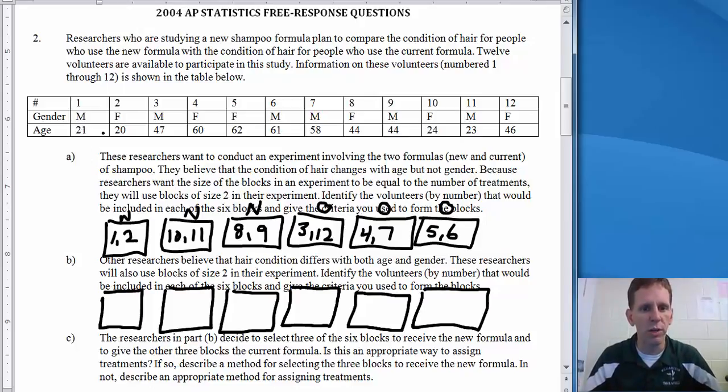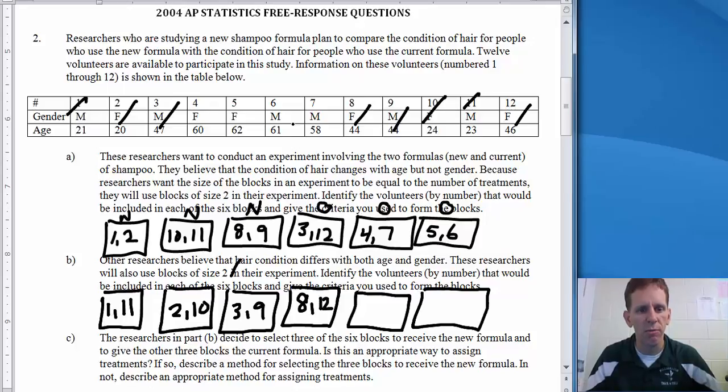Now the youngest male is 21 years old, the next youngest male is 23. We're going to group these 2 people together. They're 1 and 11. These are the young males. The youngest females are 20 and 24. There are 2 and 10 numbers. Our middle-aged men are 44 and 47, so we'll put them in a group, numbers 3 and 9. And our middle-aged women are 44 and 46, so we will put them in a group, numbers 8 and 12.